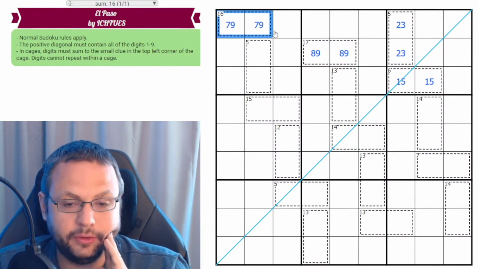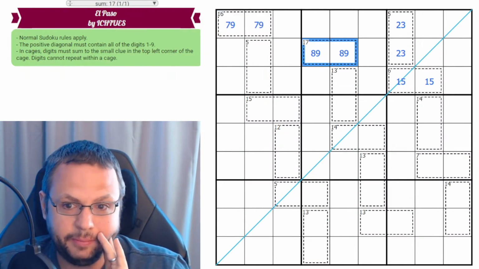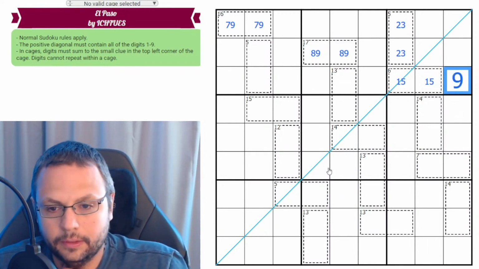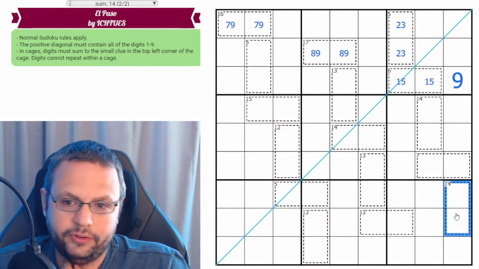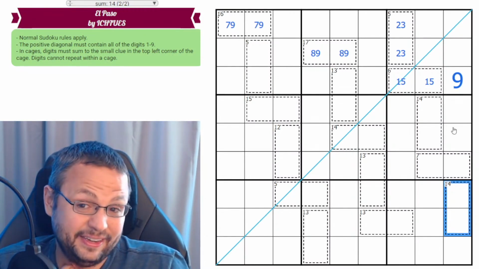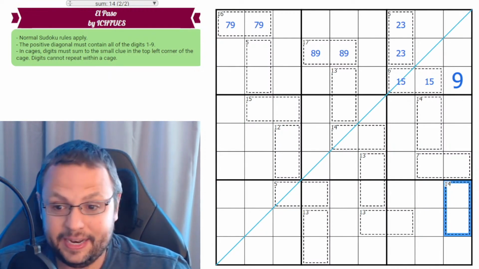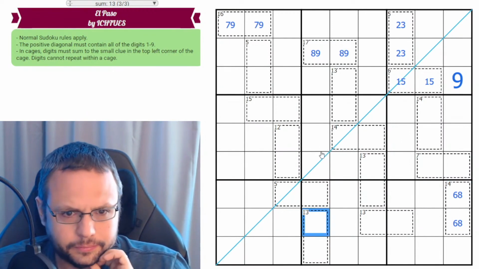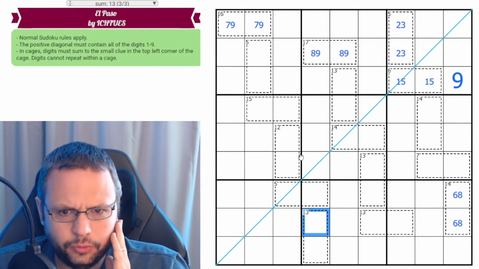And so I guess one consequence of writing in these carefully is that I can place 9 in this box. Namely, the 9 in this box goes here. Which tells me this 14 cage doesn't have a 9 in it. So the 14 cage is not 5, 9. It is 6, 8. Which is cool.